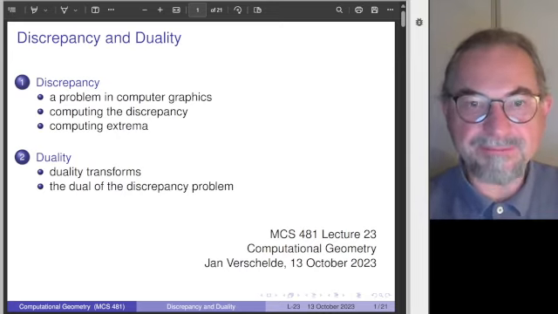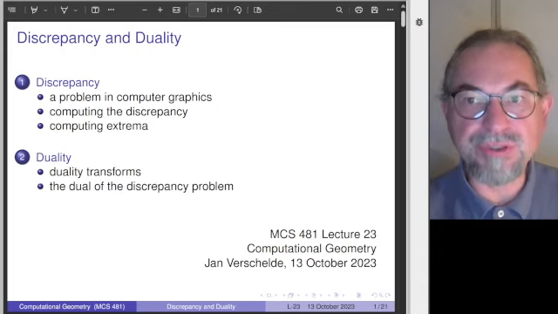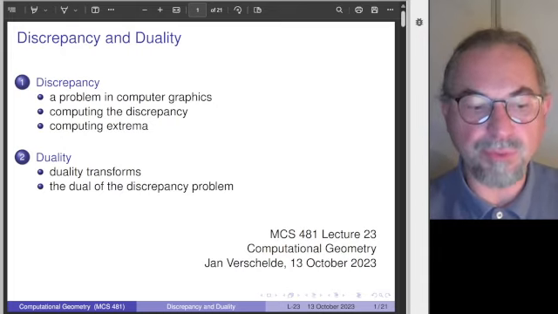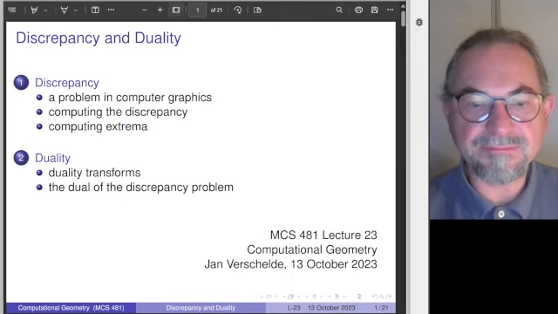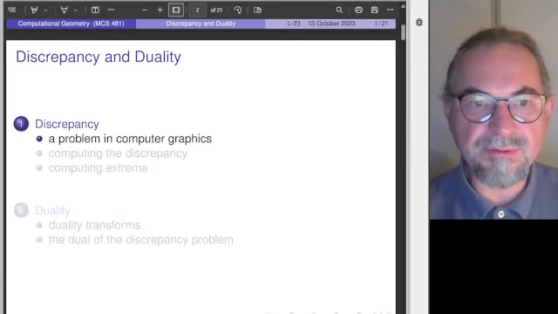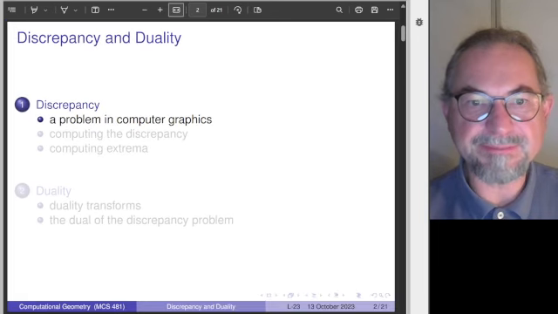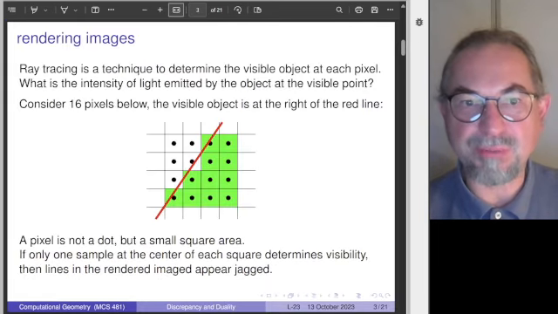Duality. Okay, points become lines, lines become points. So let me go ahead with this. So what is the problem in computer graphics?